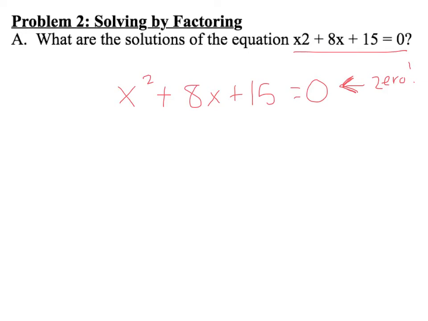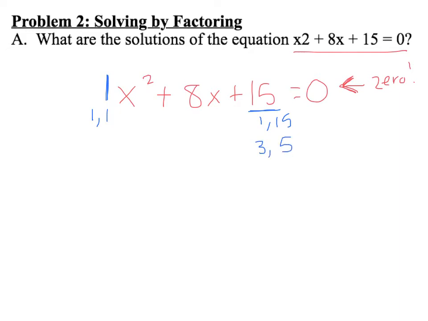To factor, we're going to take the number that's out front, which in this case is 1, and we're going to write down the factors. The only possible factors are 1 times 1 equals 1. Then we're going to write down the factors of the last number, 15. So my options are 1 times 15 or 3 times 5.